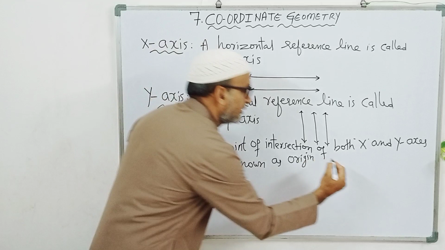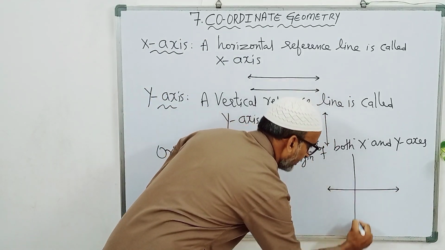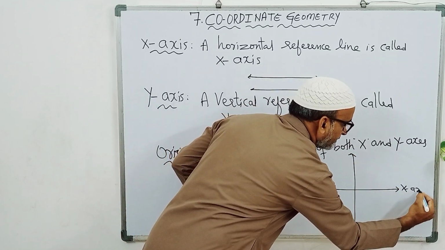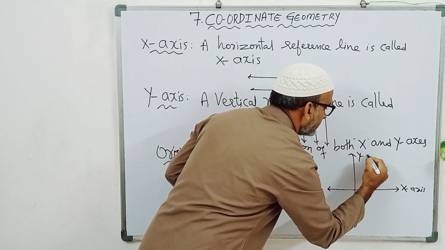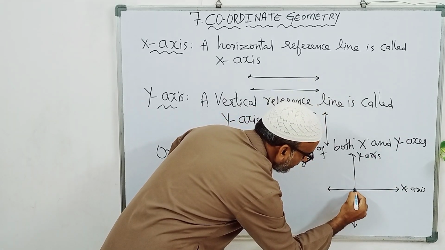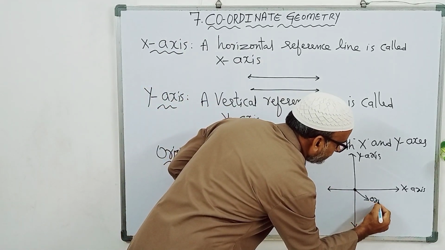Suppose this is a horizontal line, x-axis, this is a vertical line, y-axis. These two lines are intersecting at one point. This point is known as origin.